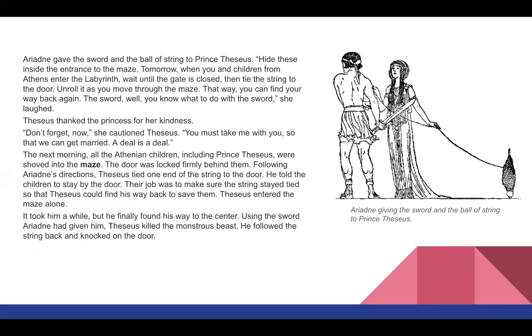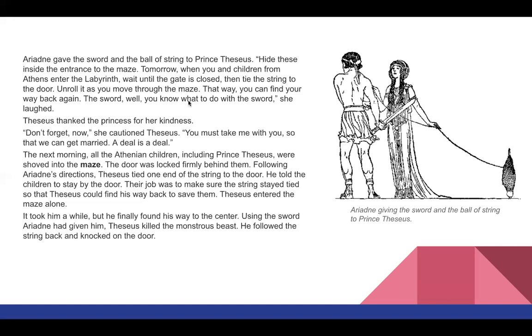The next morning, all the Athenian children, including Prince Theseus, were shoved into the maze. The door was locked firmly behind them. Following Ariadne's directions, Theseus tied one end of the string to the door. He told the children to stay by the door. Their job was to make sure the string stayed tied so that Theseus could find his way back to save them. Theseus entered the maze alone.